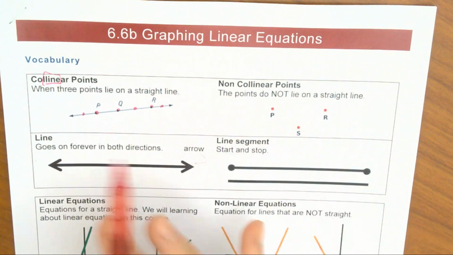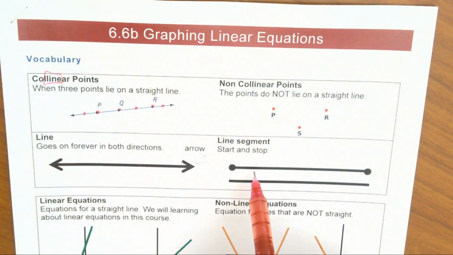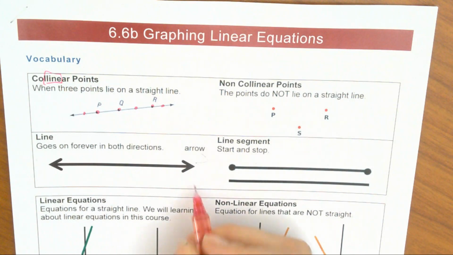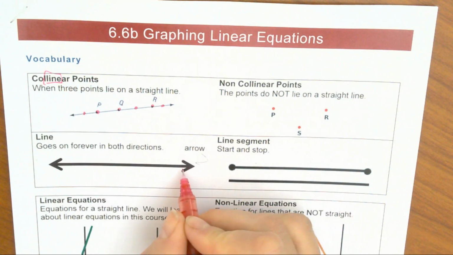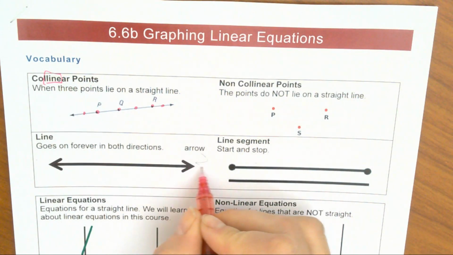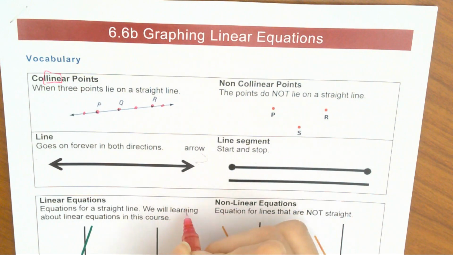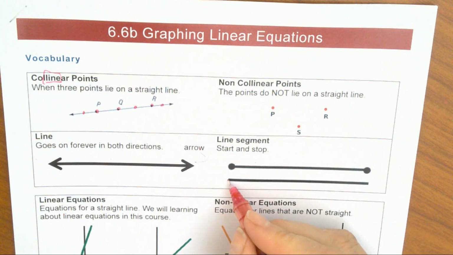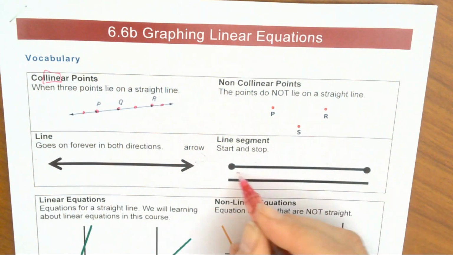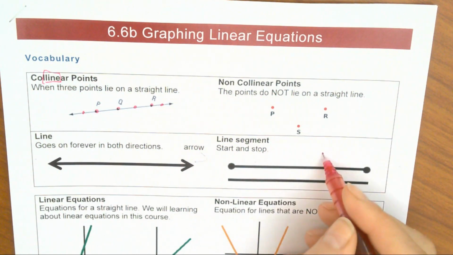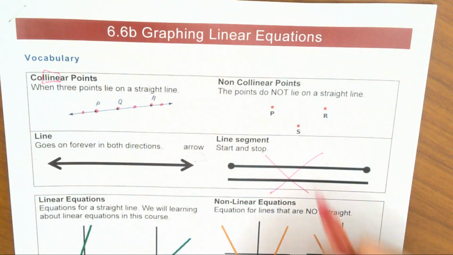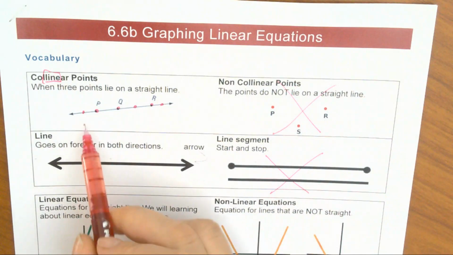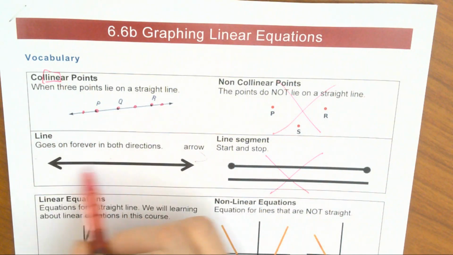And you have to know the difference between lines and line segments. Lines go on forever and ever and ever, and that's why we put these arrows on the end to say, well, I'm kind of lazy, I don't want to draw it anymore. It keeps going in that direction. But a line segment starts and stops. So you can have a line segment that looks like this, or it can have endpoints like that. We're not using line segments in the class, and we're not using non-collinear points. We're using collinear points, and we're using lines in the class.